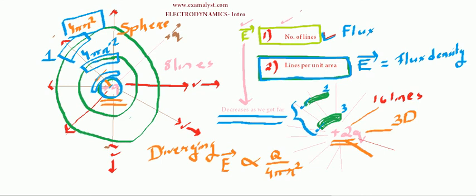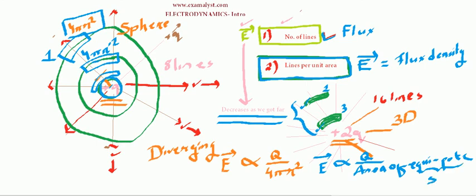So can I write this as this? The electric field is proportional to charge. No doubt, if I take more charge, then the electric field is going to be more. But this electric field is also inversely proportional to the surface area of the equipotential surfaces. Forget the word equipotential, just remember the surface area of the spheres.